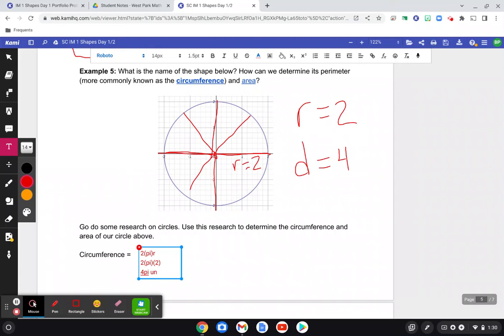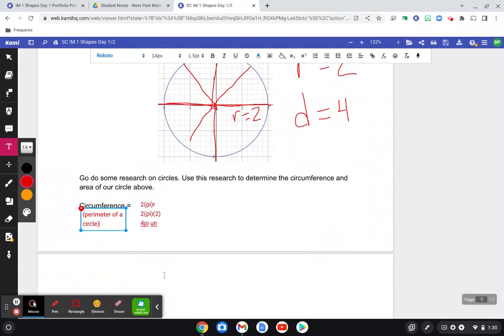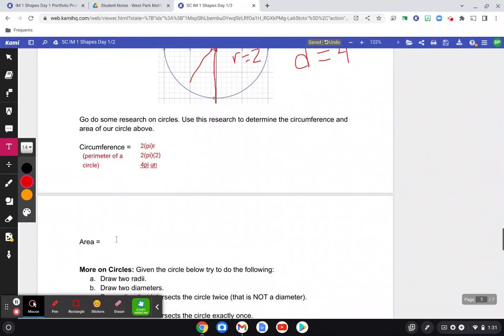And it's going to be units, right? Because the circumference is around the outside. The circumference is just another word for perimeter. So if you look up the definition of a circumference, the circumference is just the perimeter of a circle, okay? So the perimeter is what's in purple here around the outside. So that's just going to be 4 pi units, not square units, but units.